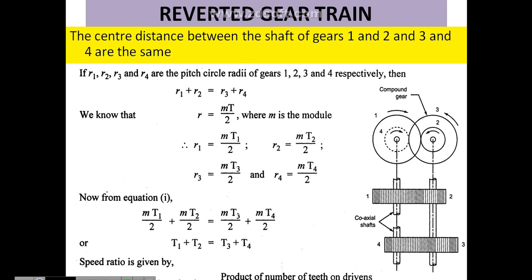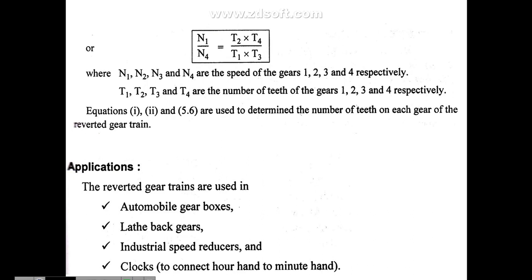So the speed ratio is the product of the number of teeth on the drivens divided by the product of the number of teeth on the drivers. And finally, when you keep all the N values and T values on the left and right sides, we get the answer as N1 by N4 equal to T2 into T4 divided by T1 into T3. The applications of the reverted gear train are mostly in automobile gearboxes, lathe back gears, industrial speed reducers, clocks.